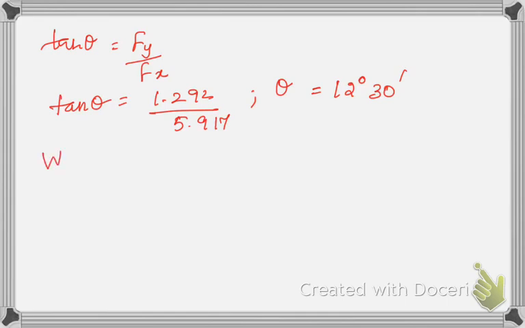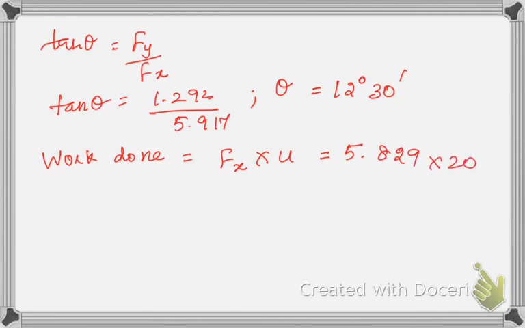Again they have asked us to determine the work done. The formula for work done is Fx into U. My Fx value is 5.829, so 5.829 into 20, which is equal to 116.58. Then they have asked us to find the power developed also.